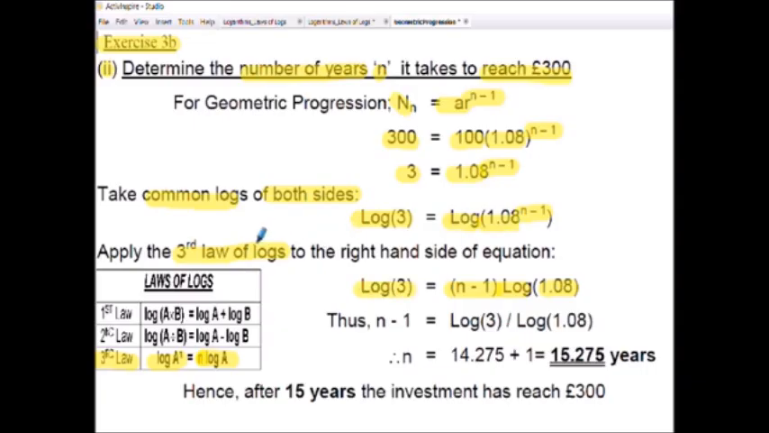All I do now is rearrange the equation. So I divide both sides by the log of 1.08 to leave n-1 shown on the left hand side here, and then I simply add 1 to both sides to find the final value of n, which is 15.275 years. In other words, the investment of £100 in year 1 reached £300 in the 16th year.